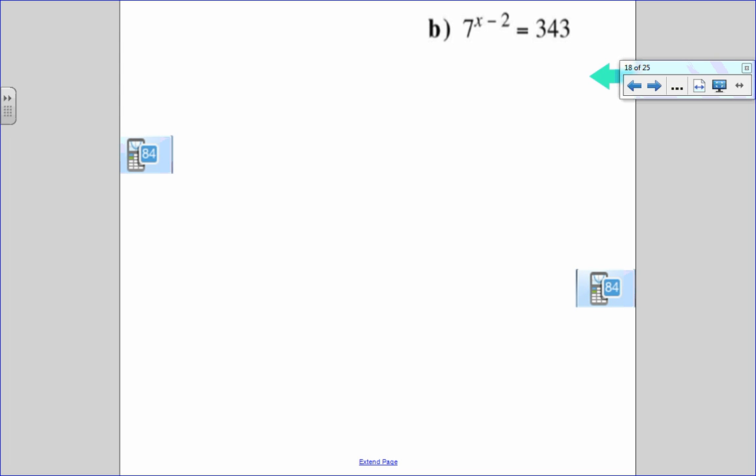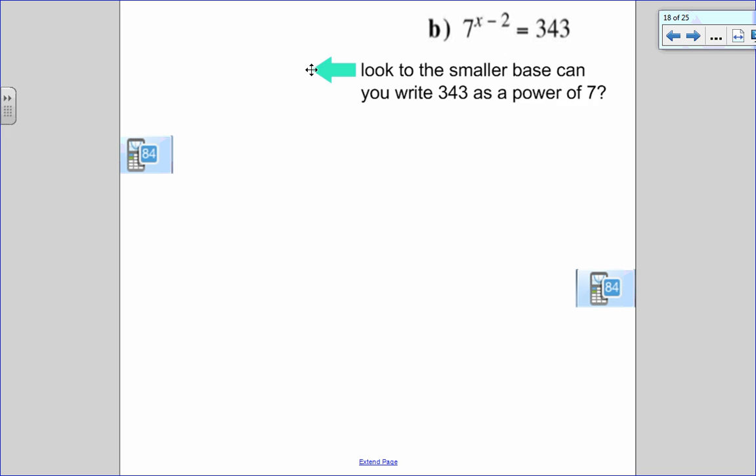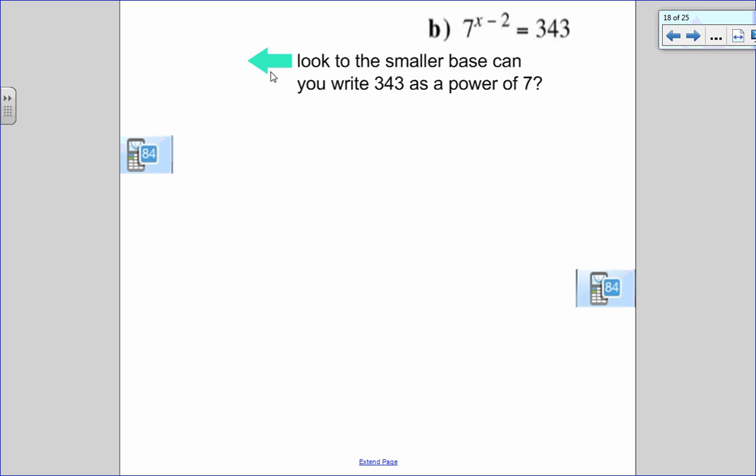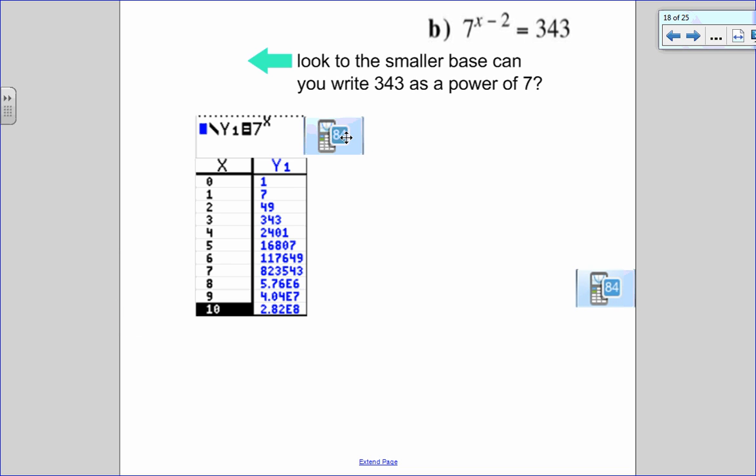7 to the x minus 2 equals 343. So I want to write these as the same base. So again, I suggested always looking to the smaller base. So can I write 343 as a power of 7? So I go into my calculator and I look at my powers of 7, and I can see that 7 cubed is the same as 343. So yes, I can. So 7 to the x minus 2 will be the same as 7 cubed.